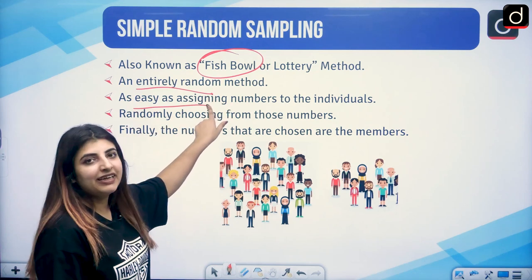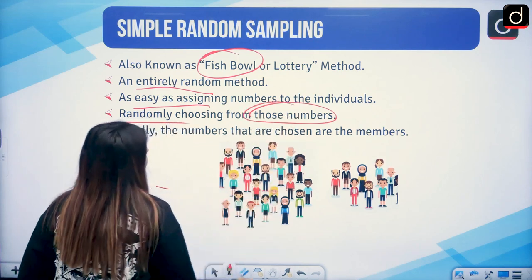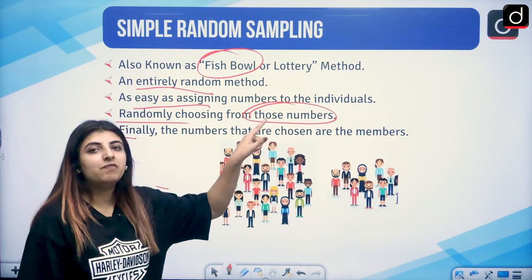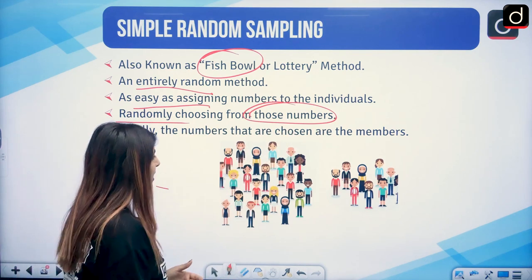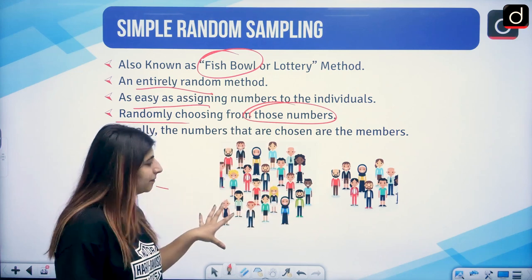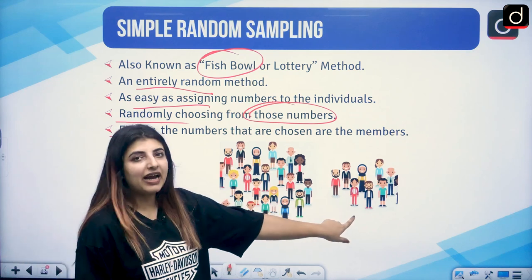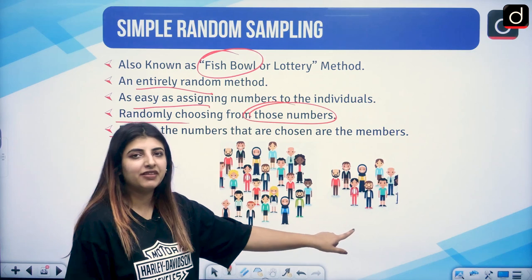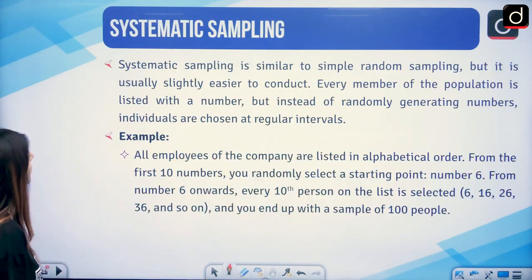As easy as assigning numbers to the individuals and randomly choosing from those numbers. Finally, the numbers that are chosen are the members or the sample that I wanted to draw for my research, right? So these people who are here, I will be assigning each and all of them a number and then randomly picking through a number, random number generator, or using a fishbowl method, that is the lottery method as well, the chit picking, right?